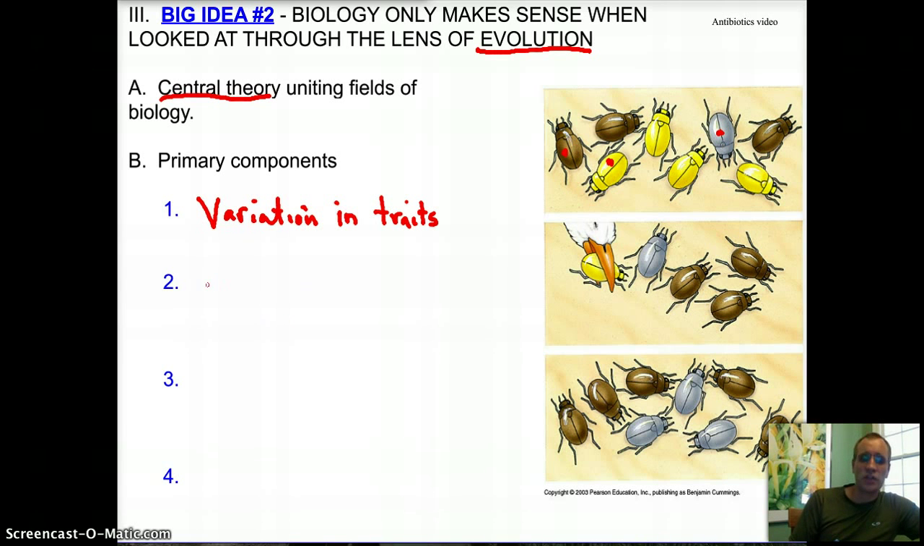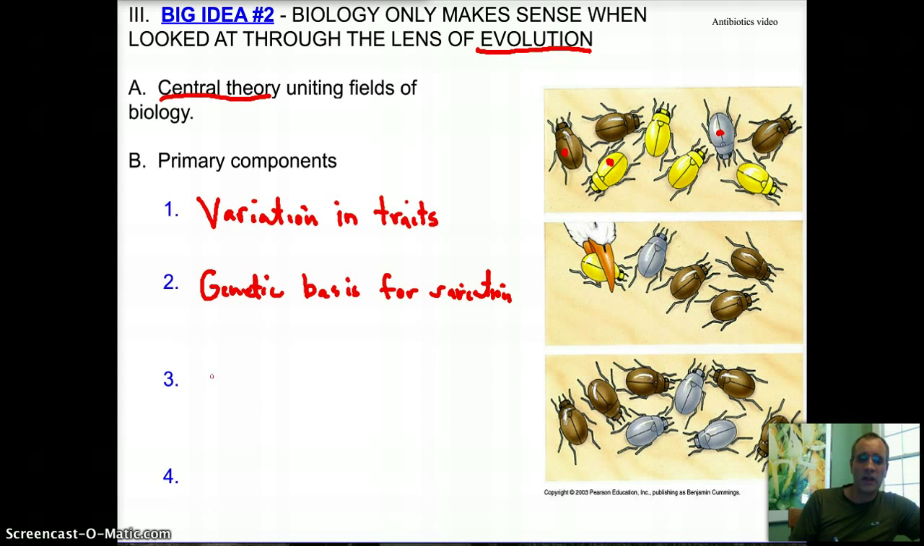Now that variation must be genetic. Okay, so there must be a genetic basis for the variation. Now, if it happened that these beetles were painted brown, yellow, and gray, there's no genetic variation for their color, and they actually can't pass down the gene that causes that color because there isn't a gene for color.